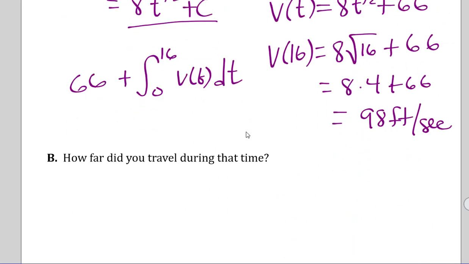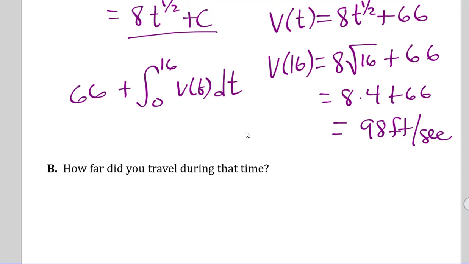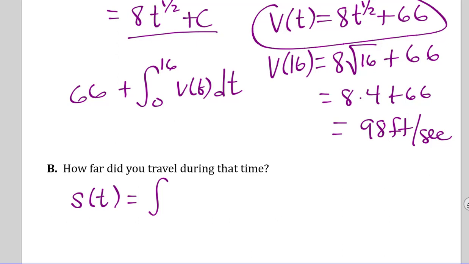The next question asks us about how far we traveled during that time. So now they want us to find distance. And in order for us to find distance, we're going to have to integrate velocity. So our distance formula, or S of t, is going to be the integral of our velocity equation: 8t to the 1/2 plus 66 dt.